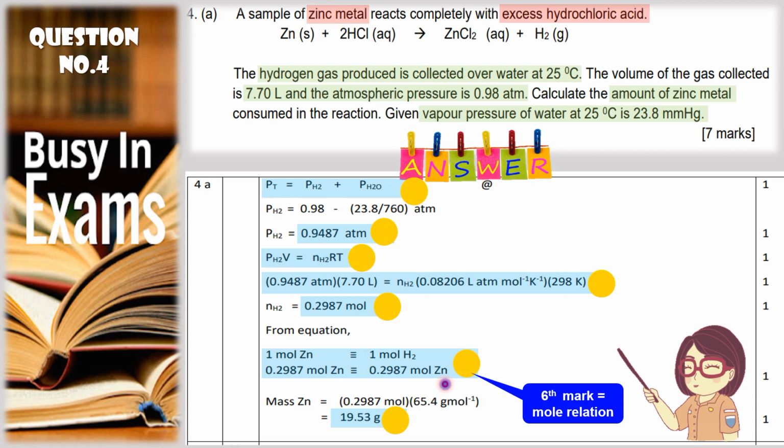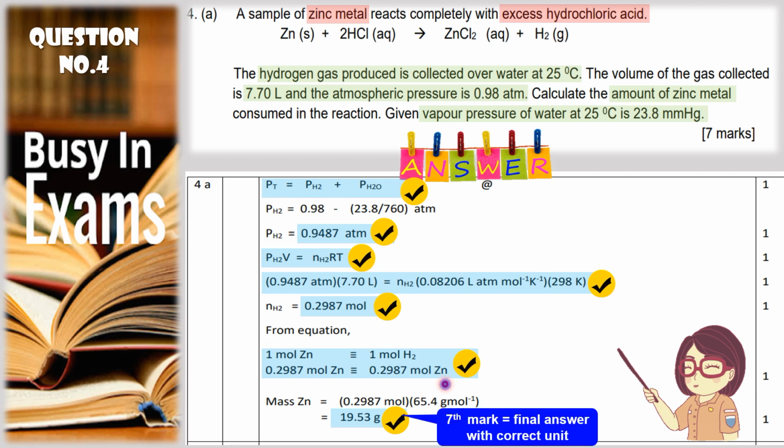So that is mark number 6, mole relation, 1 mark, and also the mole of zinc. And finally, the mass of zinc consumed. Times the molar mass, you get 19.53 gram. Final answer with the correct unit.